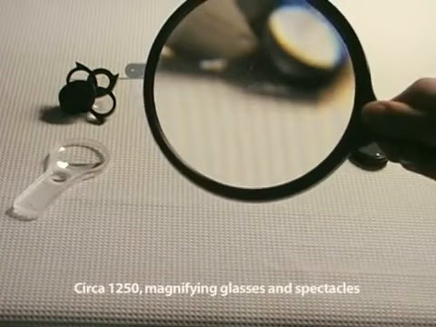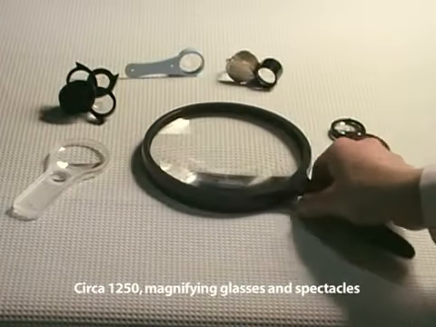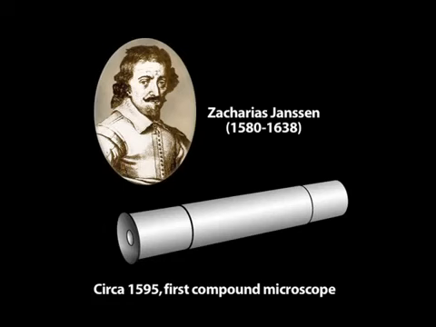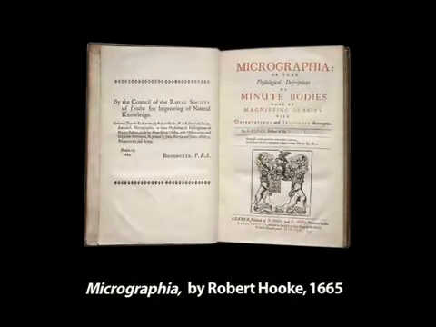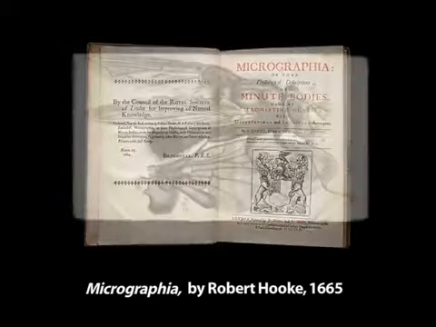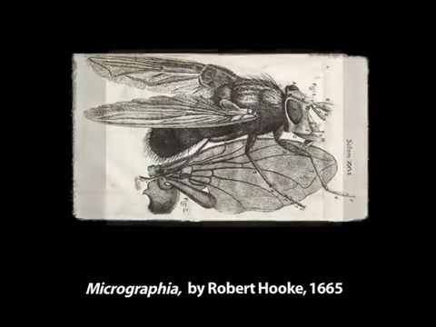By 1250, magnifying glasses and spectacles had been invented. About 1595, Zacharias Janssen, with the help of his father Hans, probably produced the first compound microscope. In the 1600s, Robert Hooke used this microscope. In 1665, he published a book that showed the world organisms and details that had never been seen before.